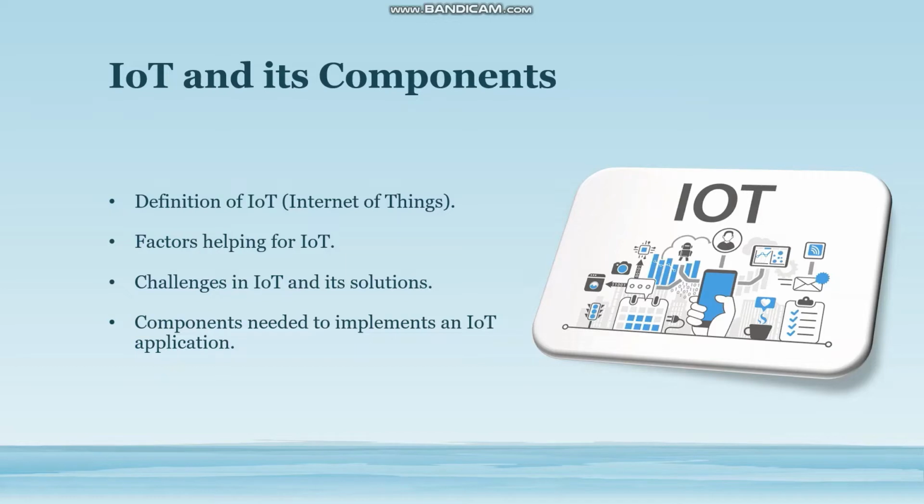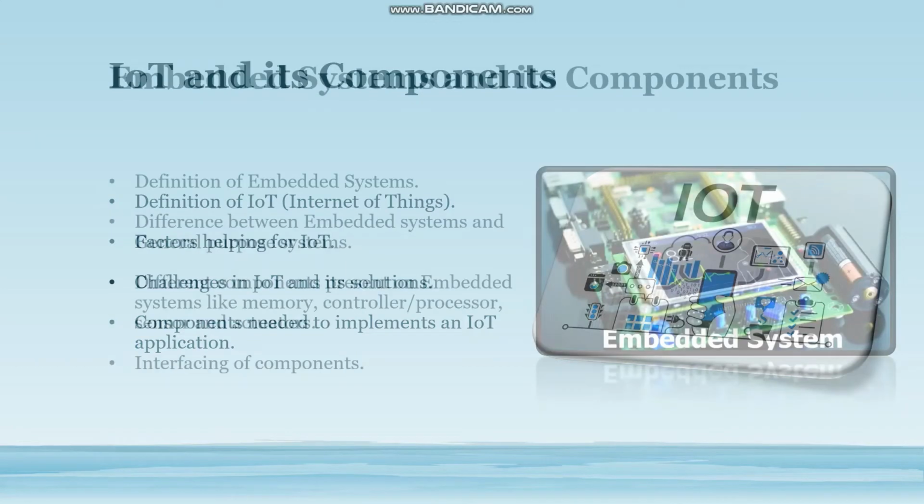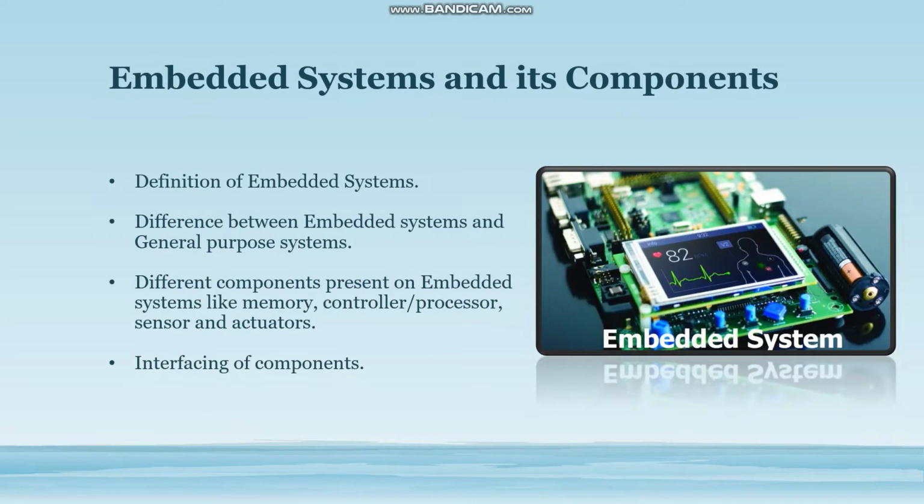And now coming to embedded systems and its components, similar to IoT, we have gone through the definition of embedded systems and understood the difference between embedded systems and general purpose systems. We have learned about different components present in embedded systems like memory, controller or processor, sensors, actuators, control units, etc. We also saw how we interface all these components in the form of a block diagram.